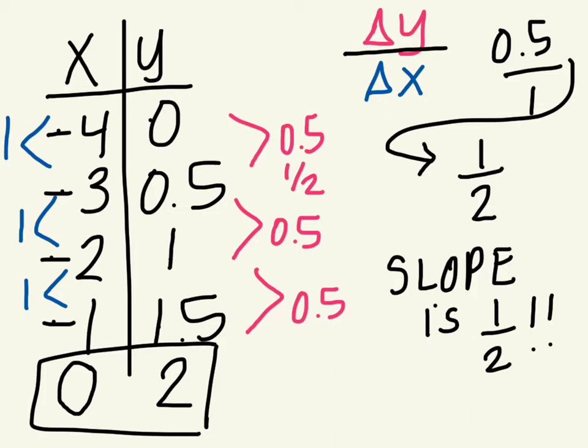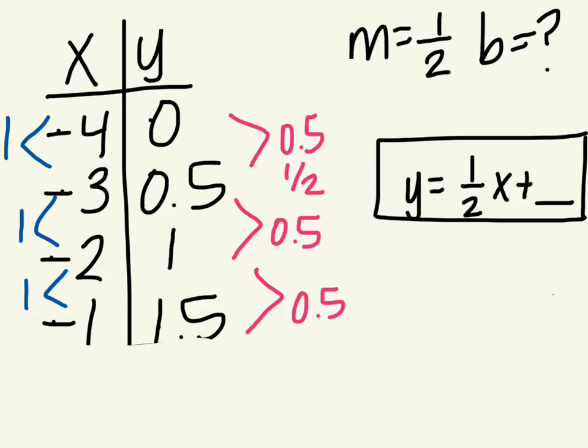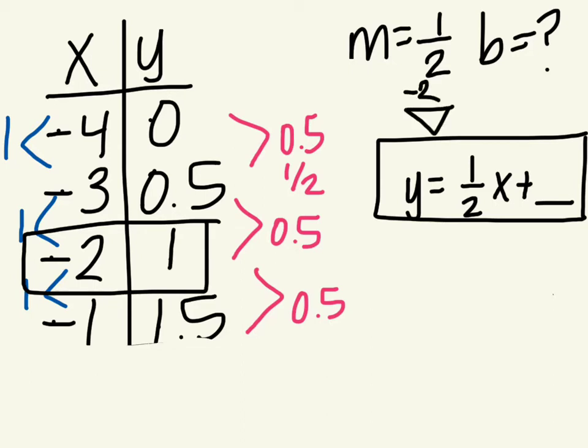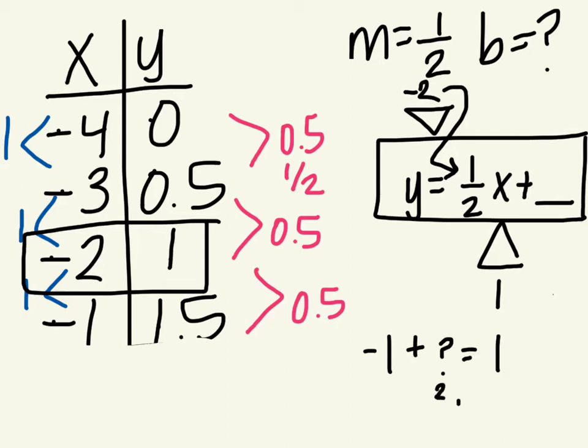But let's just double check with the function machine. So my equation so far would be y equals 1/2 x plus some number. And I'm going to take any point from my table. I like this one. And I'm going to put in -2, and out of it I'm going to get +1. So when I put -2 into the function machine, -2 times 1/2. Well, half of -2 is -1. So far I have -1 plus what number equals +1. -1 plus 2 equals 1.